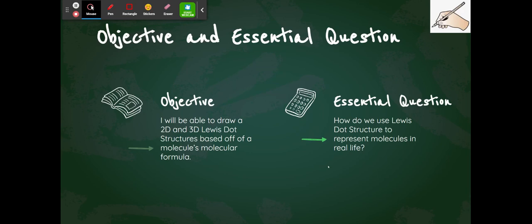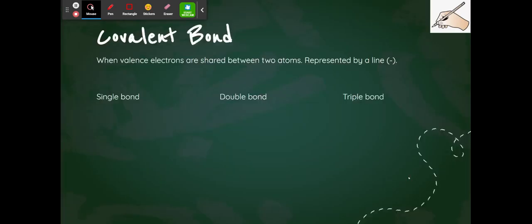So Lewis dot structures are really important for our understanding of organic molecules and how organic molecules can be used in medicine. As a reminder, we have different types of chemical bonds, one of which is called a covalent bond. A covalent bond happens when valence electrons are shared between two atoms.